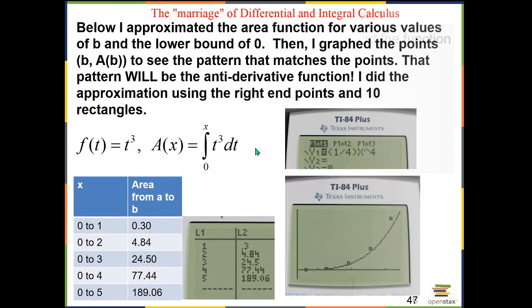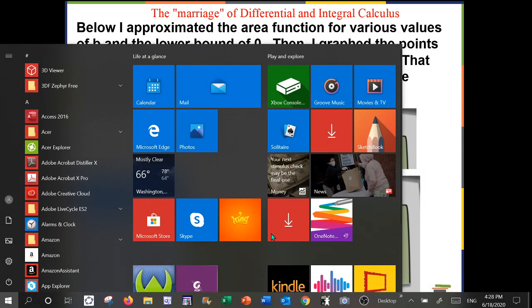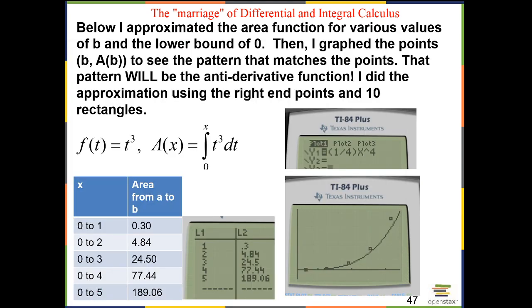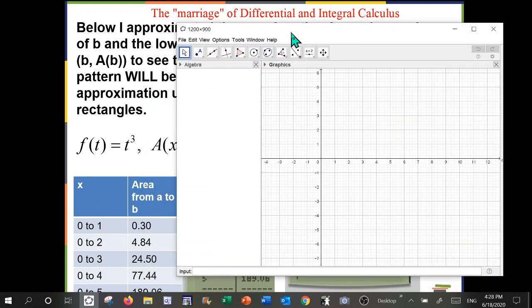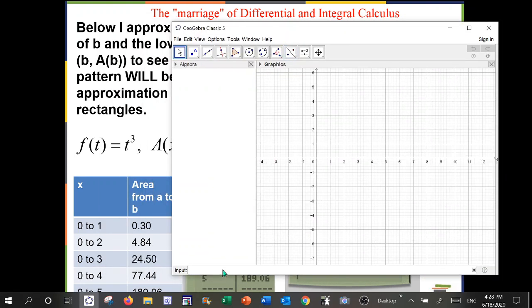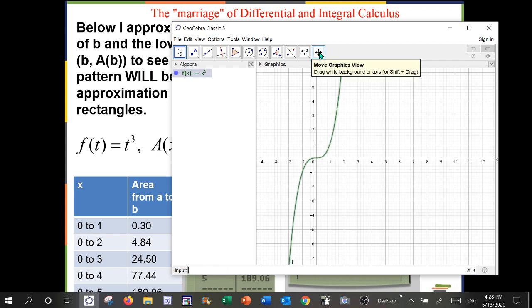So let's look at an example here, and I'm going to do this with the program GeoGebra. Open, and I'm going to create a function. I'm going to call it f of x, it's easier to work with x here. So f of x equals x to the third power. So that's my function, right?